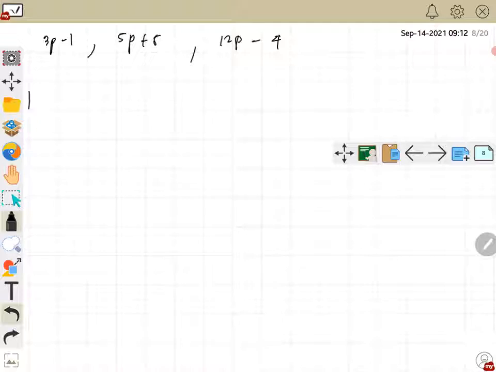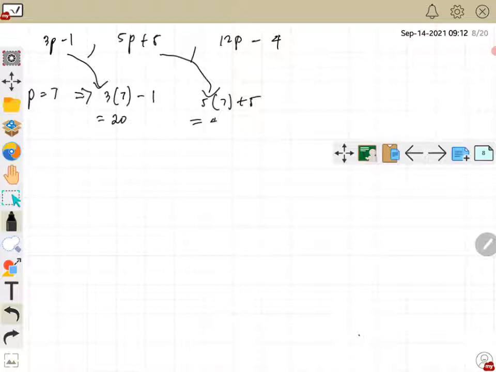When p equals 7, 3 times 7 minus 1 is 21 minus 1, which is 20. And 5 times 7 plus 5 becomes 40.